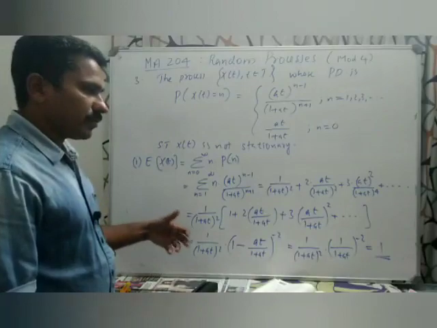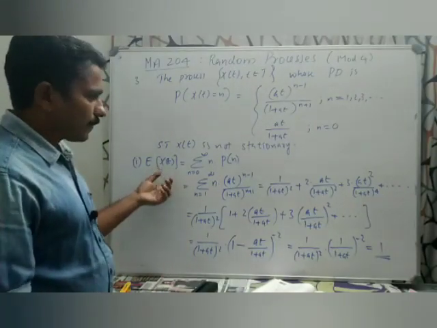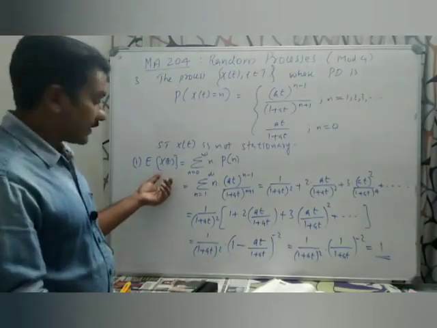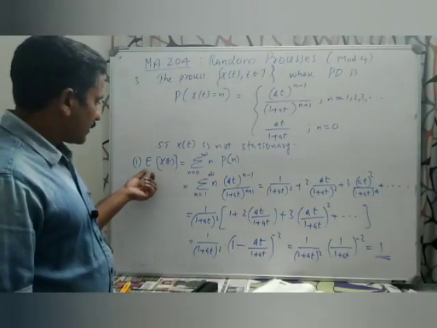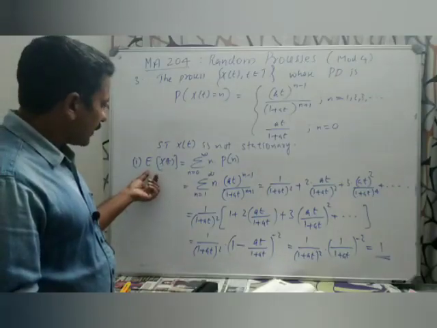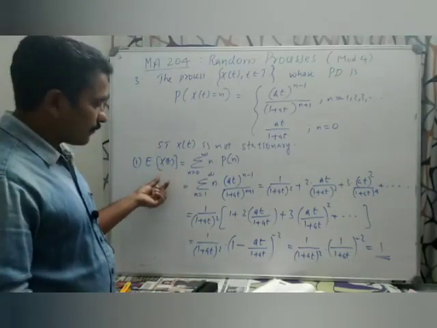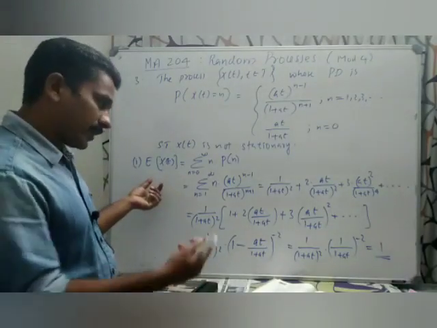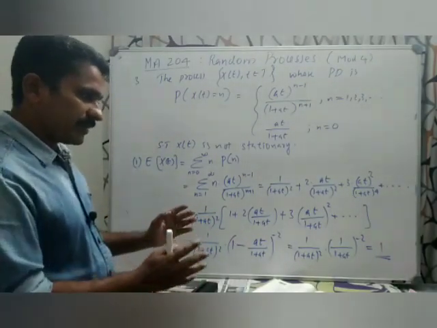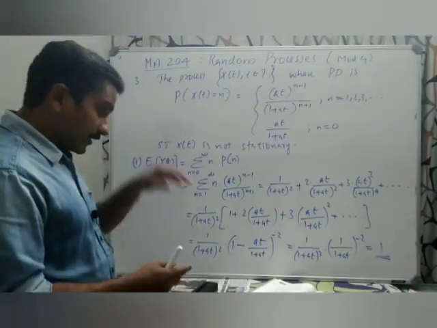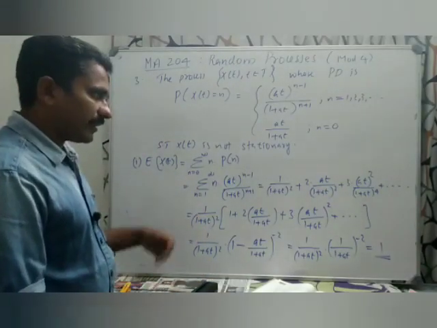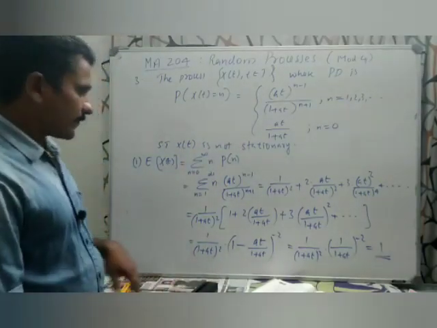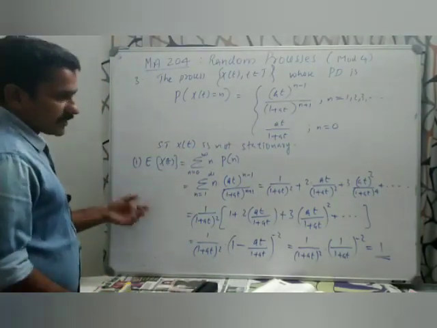So here what we do is we find the possible statistical quantities like the expectation, the second moment like E of X(t) the whole square, or the autocorrelation function, or the variance, whatever we find. If any of these are functions of t, then we can say that it is not stationary. Okay, so that is what we are trying to do here.